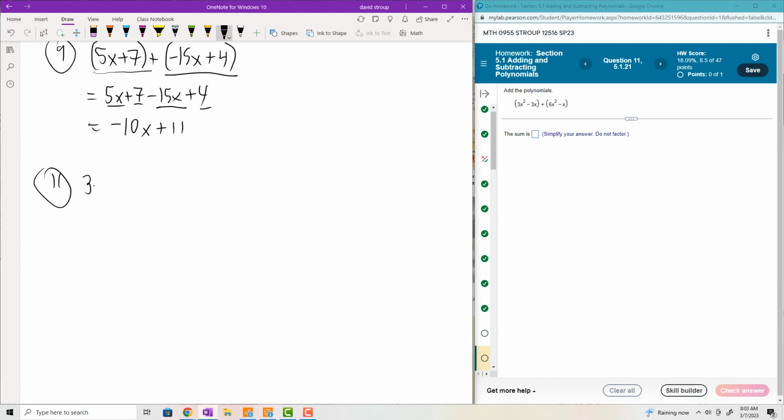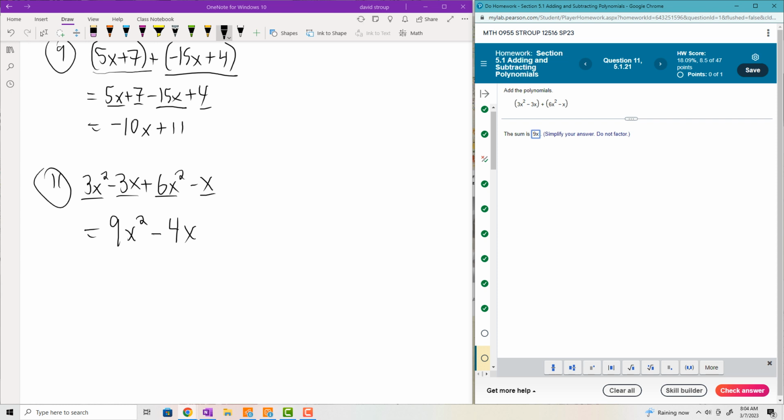Let's try number 11. As soon as I write it, I'm going to get rid of those parentheses. I don't really need them. And then I'll combine the like terms. First you add the x squared terms together. So 6 plus 3 is 9x squared. And then I'm going to add the x terms together. So I have negative 3x plus another negative x gives me negative 4x. And that would do it. I use the caret key for the exponents and then the arrow key to get out of the exponent. The caret key is right above the number 6 on your keyboard.